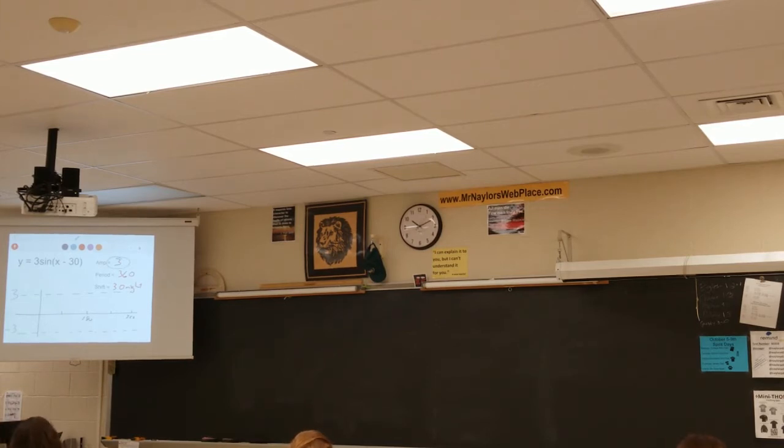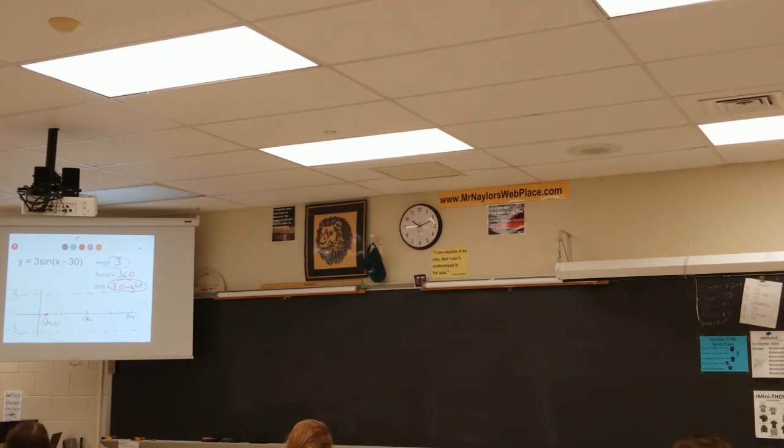Now, I do want to say this. You have to do the shift before you do the period. You have to do the shift before you do the period. And you have to know that the original sine wave would have started at that black point, 0, 0. So what that means is I'm going to take that black point and shift it 30 degrees to the right. This is an important point.